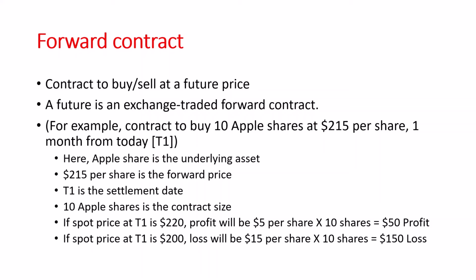Now, in this example, what are the different factors? These are listed below if you see. Now, first of all, Apple share, that is the underlying asset. Your derivative contract is to buy 10 Apple shares. So the underlying asset here is the 10 Apple shares. The contract price is $215. That is the forward price, the price at which you will exercise your contract in the future. T1, that is 1 month from today, that is your settlement date. On that day, you will close the contract, you will exercise the contract, or you will carry out the contract. The contract size is 10 Apple shares.